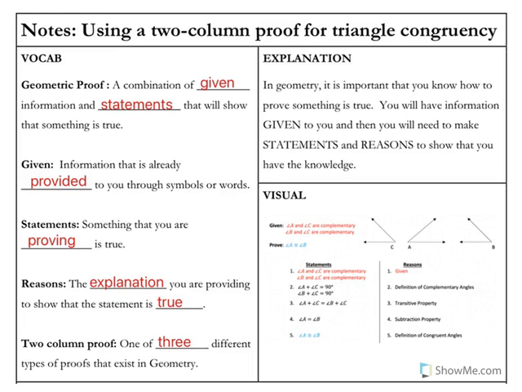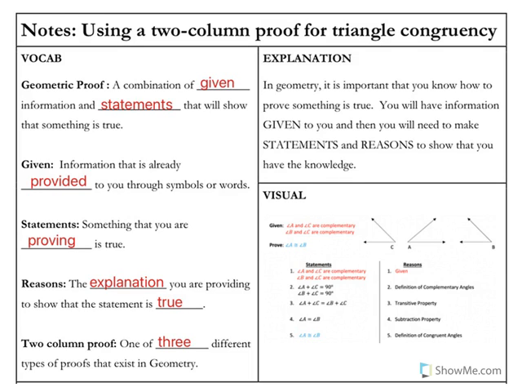So it's important to know the symbols, and that's why I said in the beginning that if you don't understand the language or the symbols, you're going to struggle in geometry. The statements are things that you write that you are proving are true based on the information you have. You have reasons that explain, it's the explanation you're providing to show that the statement is true. And this is only one of 3 different types of proofs that exist in geometry. The two-column proof is one of 3 different types.